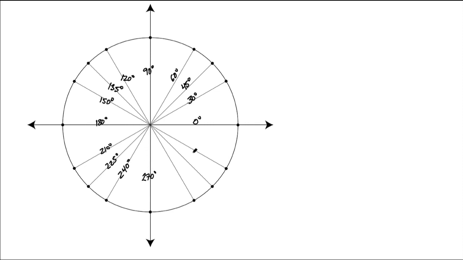And so we can continue this all the way around. We get here 300 degrees, 315 degrees, and 330 degrees. Of course, if you complete a full revolution, that would be 360 degrees.